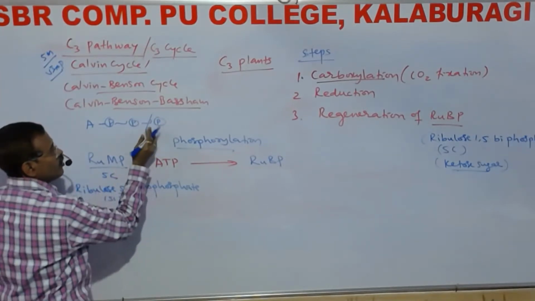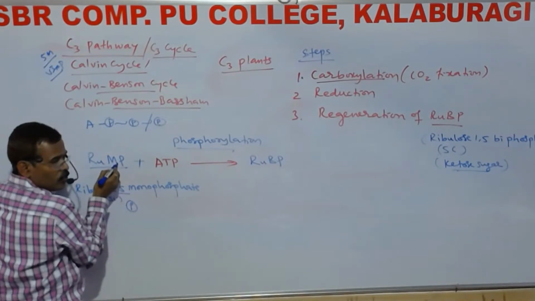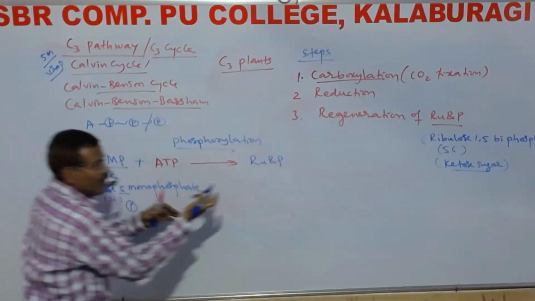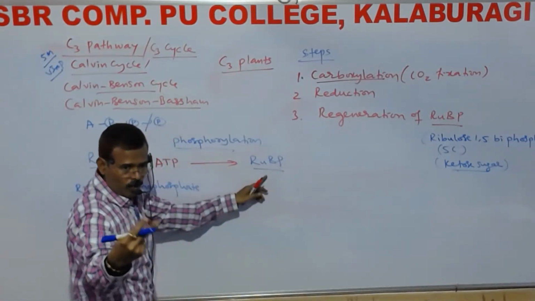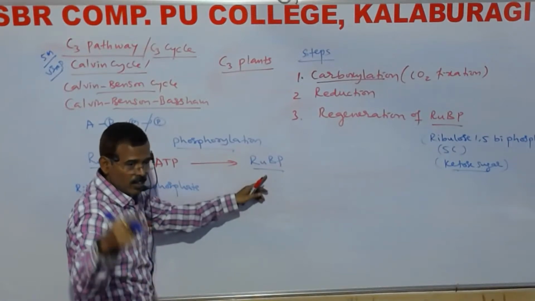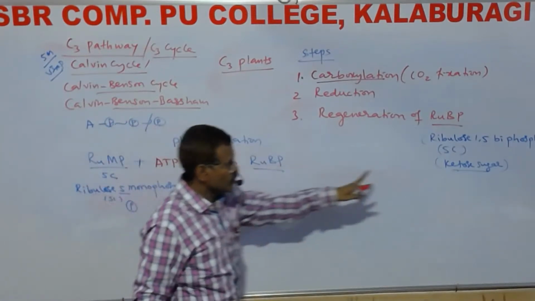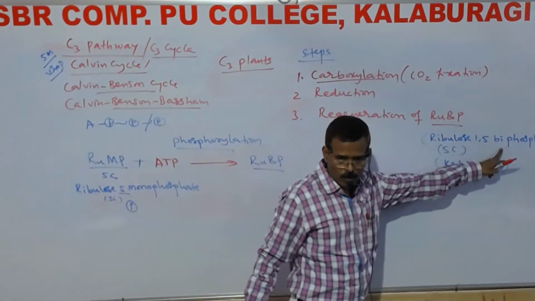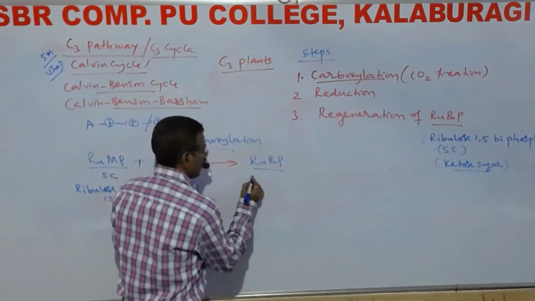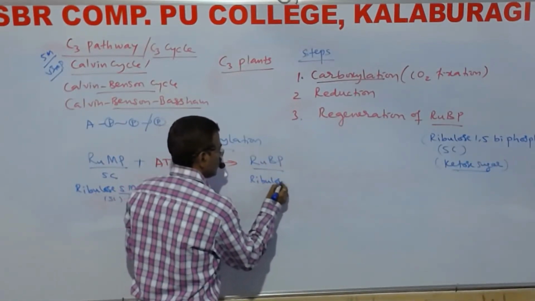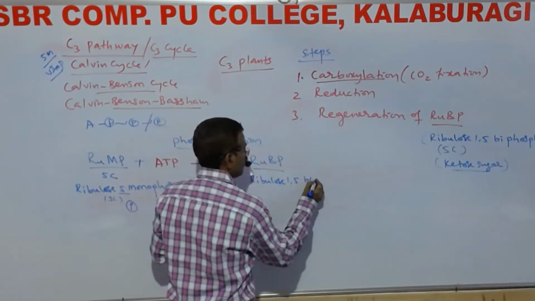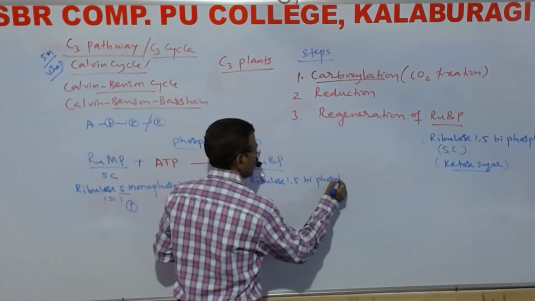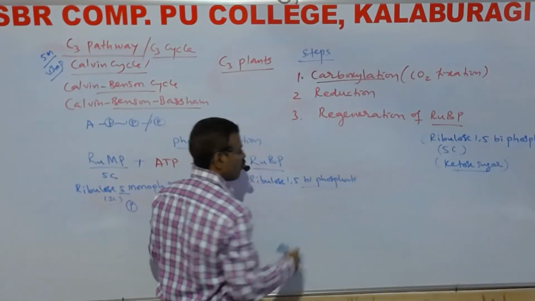Okay, this will be separated. This can be added to it. Monophosphate will become biphosphate. 2 phosphates will be attached. Where are they attached? First carbon and 5th carbon. Ribulose 1,5 biphosphate. By 2, it is also called diphosphate.